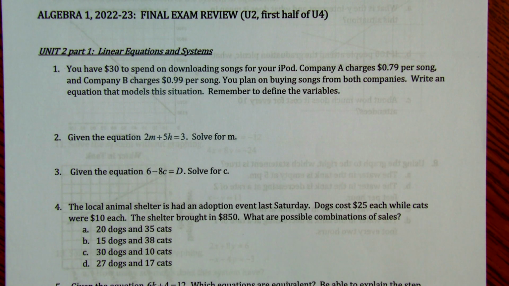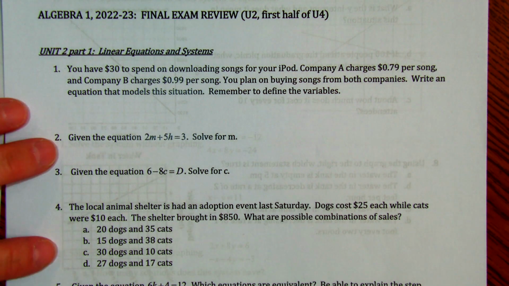Okay, so I'm going to start the Algebra 1 final exam review. You have $30 to spend on downloading songs on your iPod. Company A charges 79 cents per song, and Company B charges 99 cents per song. You plan on buying songs from both companies. Write an equation that models this situation. Remember to define your variables.